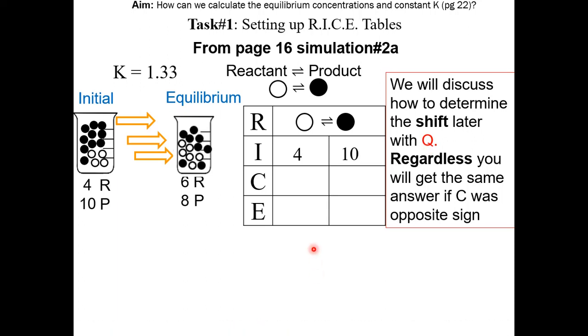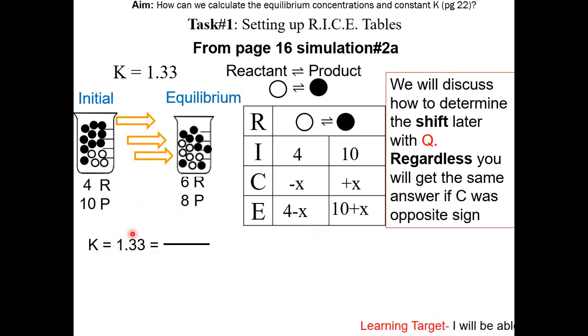Let's say the reaction will shift right to the product side. So reactant will be negative X, and the product will be positive X. So for the equilibrium concentration, the reactant will be 4 minus X. For the product, it will be 10 plus X. We can now plug this into the K constant equation. K is equal to 1.33, which is equal to products over reactants, so 10 plus X over 4 minus X. Using algebra, we get X is equal to minus 2.